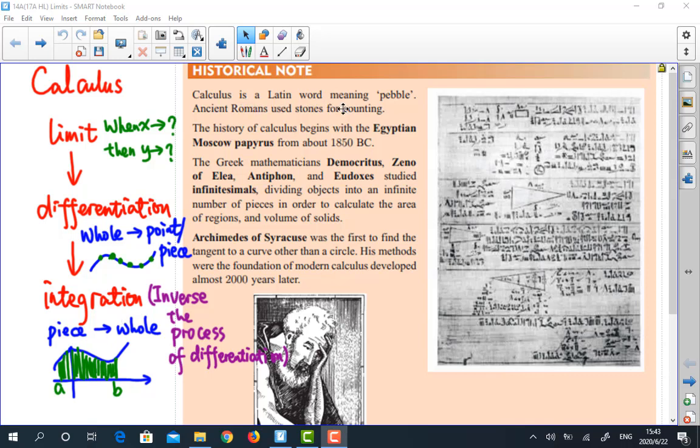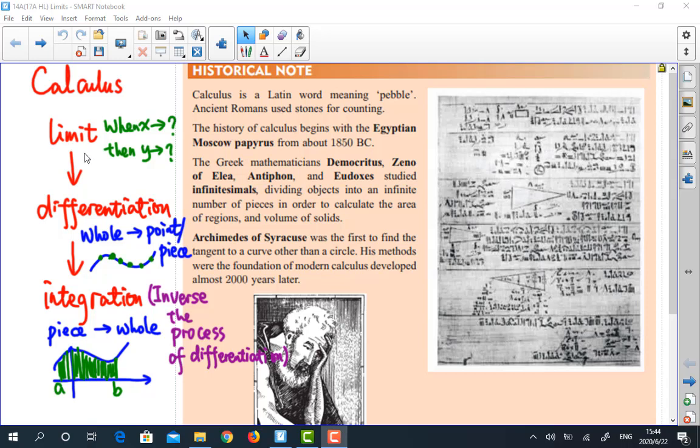Calculus is a Latin word meaning pebble, because ancient Romans used stones for counting. The first stepping stone for calculus is called limits. In mathematics, the limit means when x is approaching a value, what value does y approach?